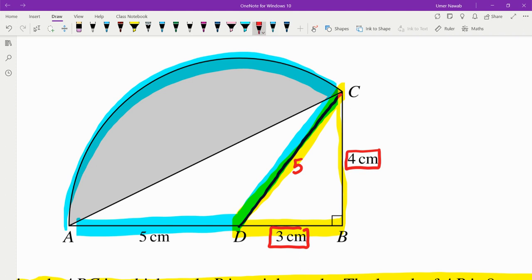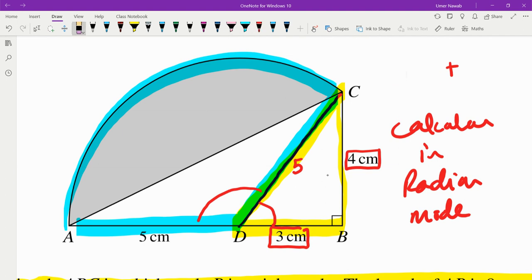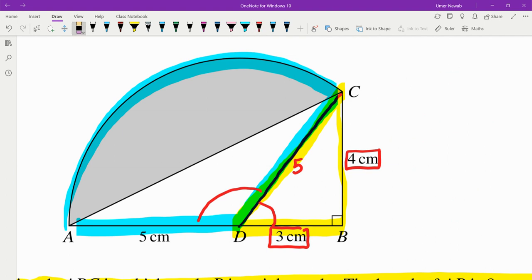Why not? In order to find this angle, I can use SOHCAHTOA. Any of SOHCAHTOA can be used to get this angle, but first of all, please, since it is circular measure, convert your calculator to radian mode. Please do this. Many students make the mistake of keeping the calculator in degree mode while they are working with radians. So I want you guys to find this angle.